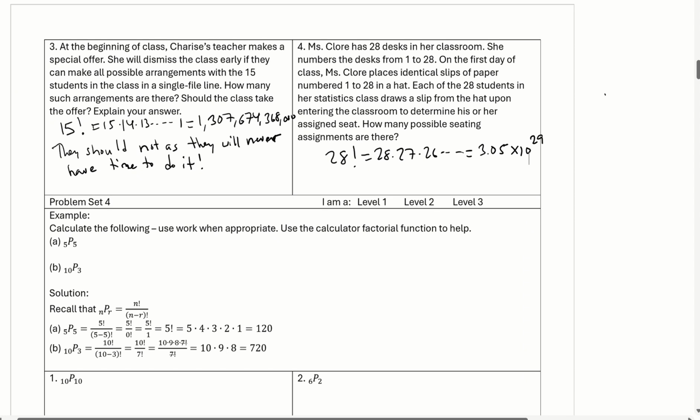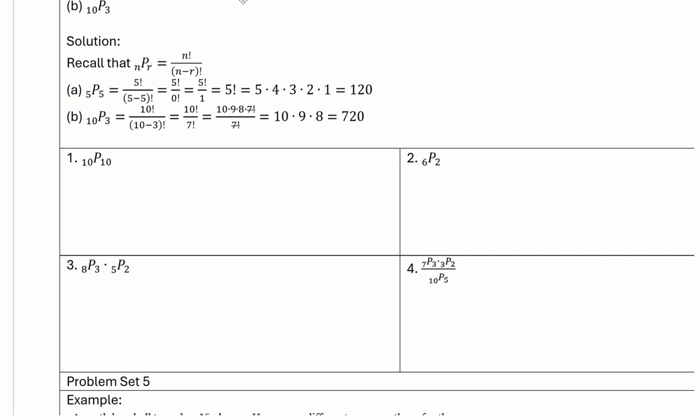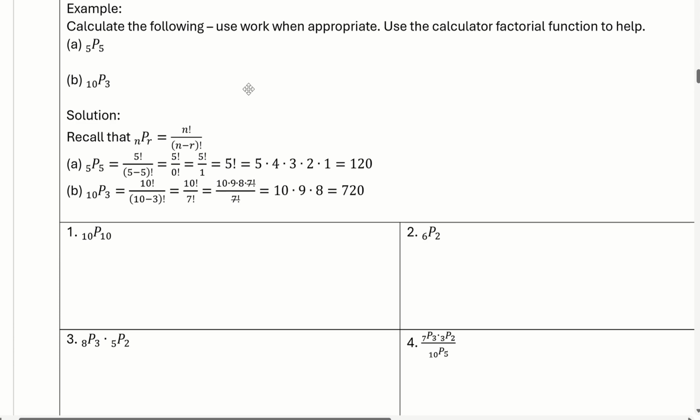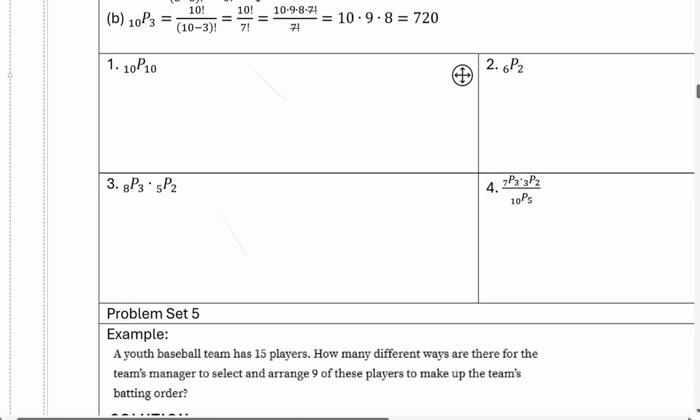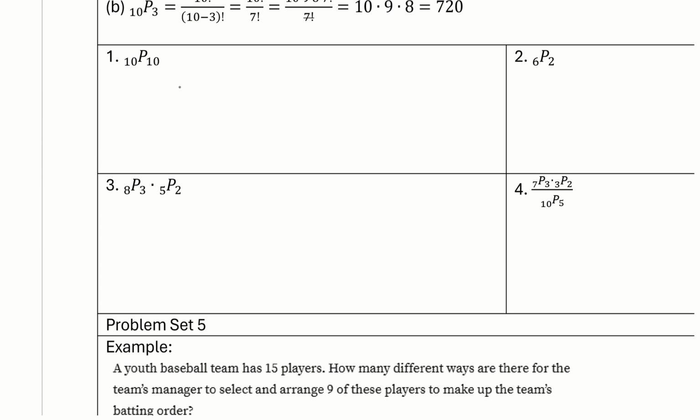All right, so let's look at problem set number 4. All right, so the next problem set is calculating permutations. So let's do this. Number 1. Okay, so it says we want to do the permutation of 10 objects taken 10 at a time. That's going to be 10 factorial divided by 10 minus 10 factorial. Well, 10 minus 10 factorial is 0 factorial, which is just 1. So it's just going to be 10 factorial.